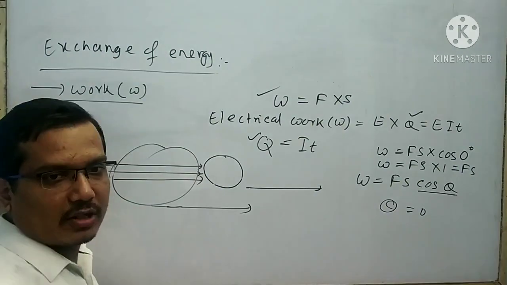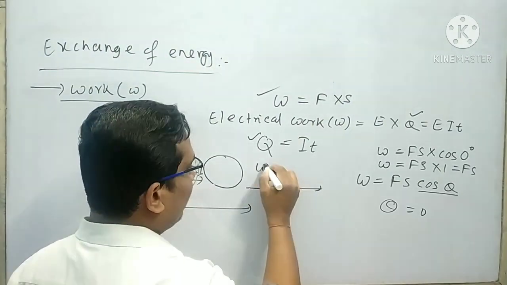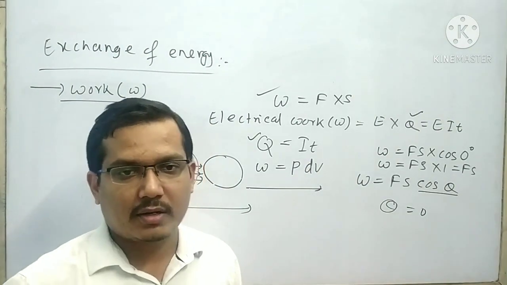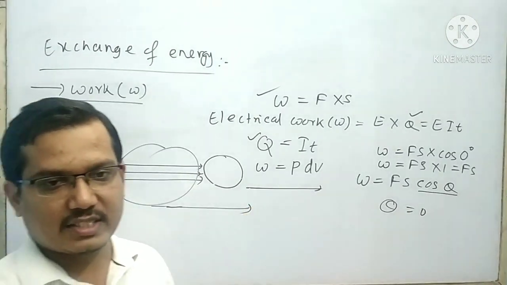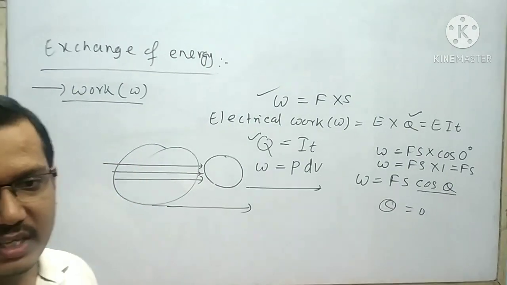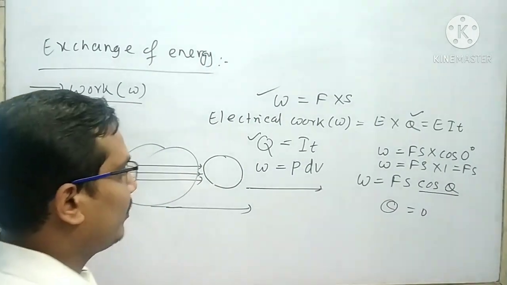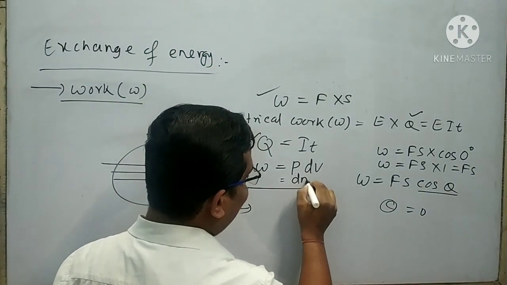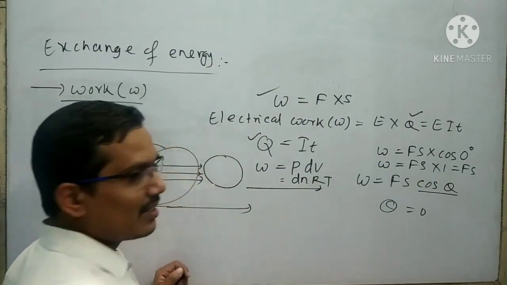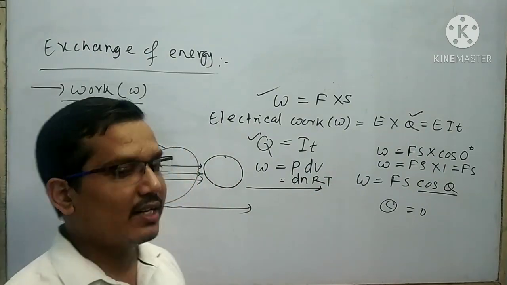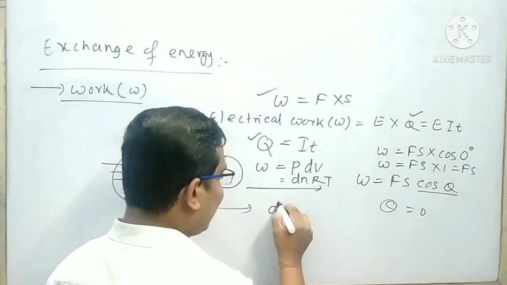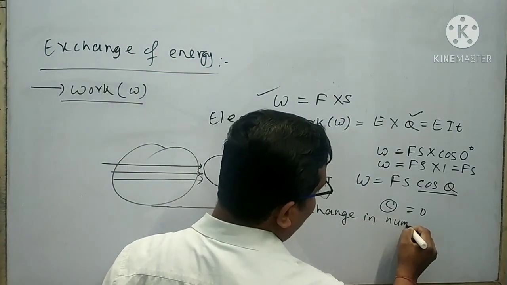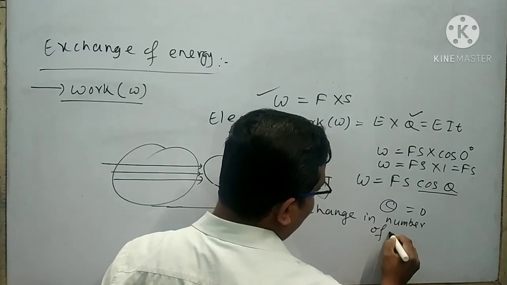Remember also another formula, work W equal to P into dV. Here W is the work, P is the pressure, dV is the change in volume. We can also write W equal to PdV equal to dnRT. Here R is the universal gas constant, T is the temperature, dn equal to change in number of moles.